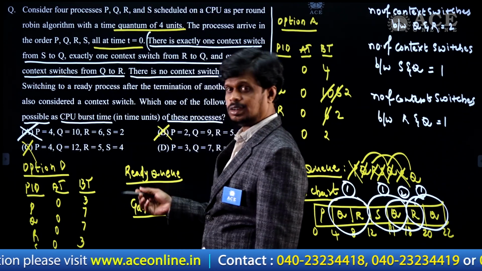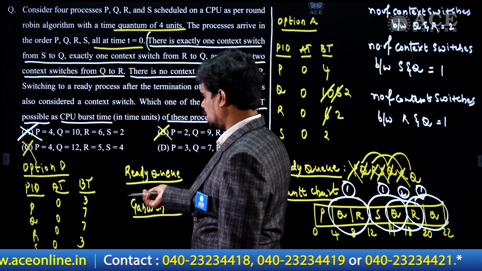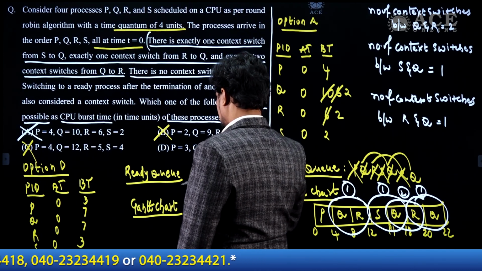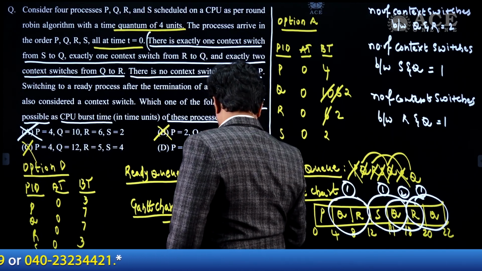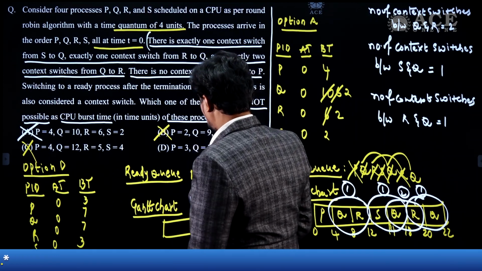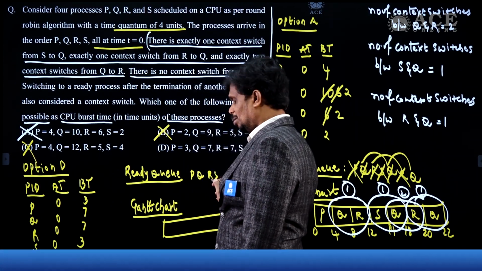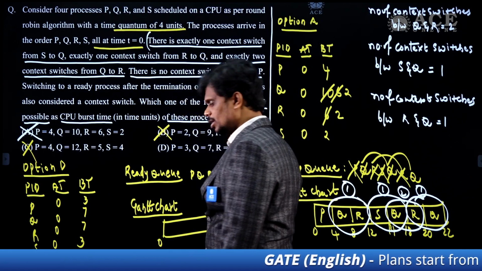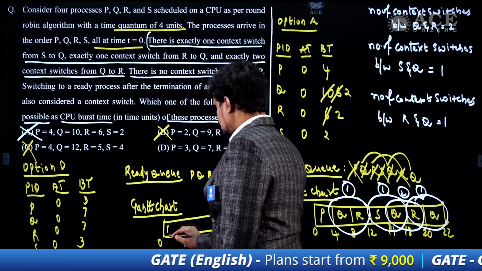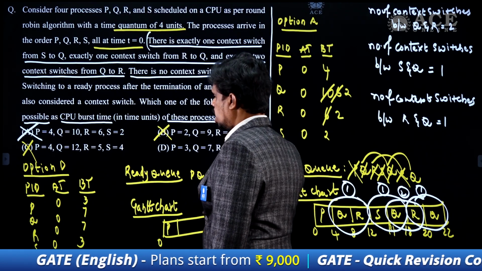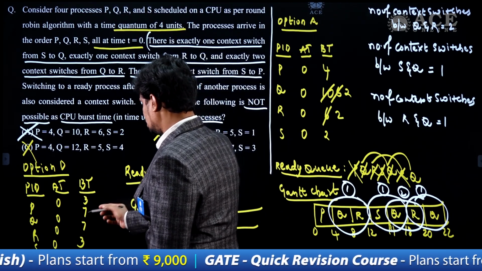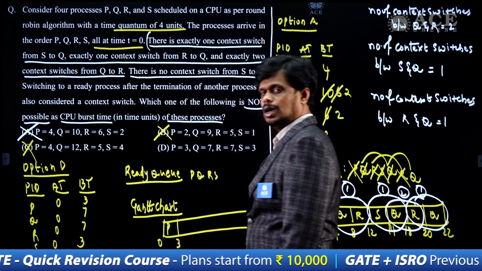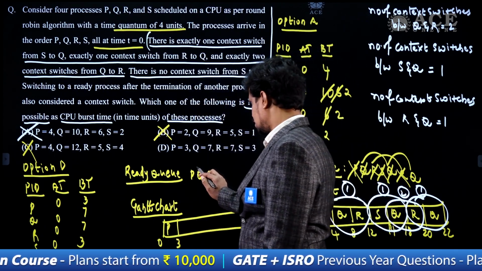As the question clearly mentions, P, Q, R, S enter the ready queue in this order. Now if we draw the Gantt chart for this system, among the 4 processes, P is the first process in the ready queue, so we hand this P to the CPU. What is the execution time of P? 3. So till 3 it gets executed. With this execution, P is finished.